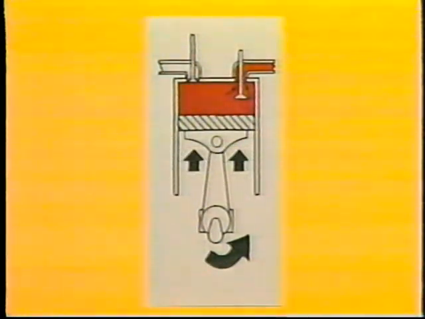Now the piston begins its upward travel, reducing the cylinder volume and compressing the air. When the air pressure in the cylinder reaches a high level, the outlet valve is opened and the compressed air is discharged into an air receiver tank.